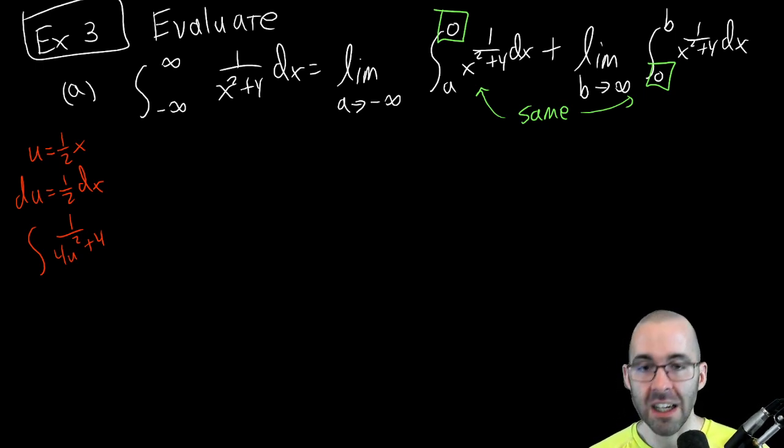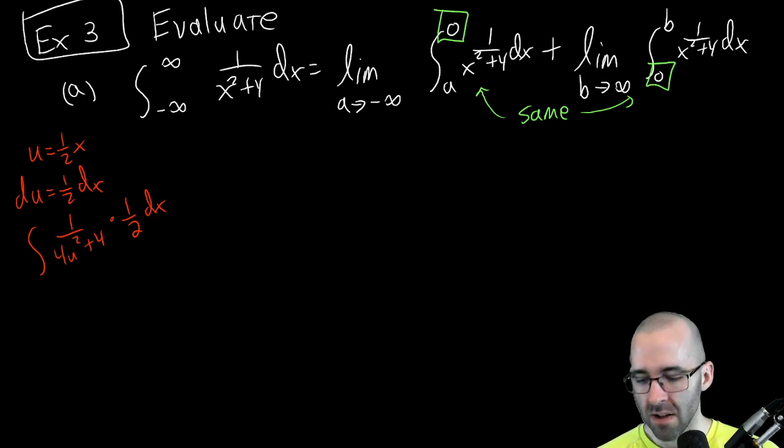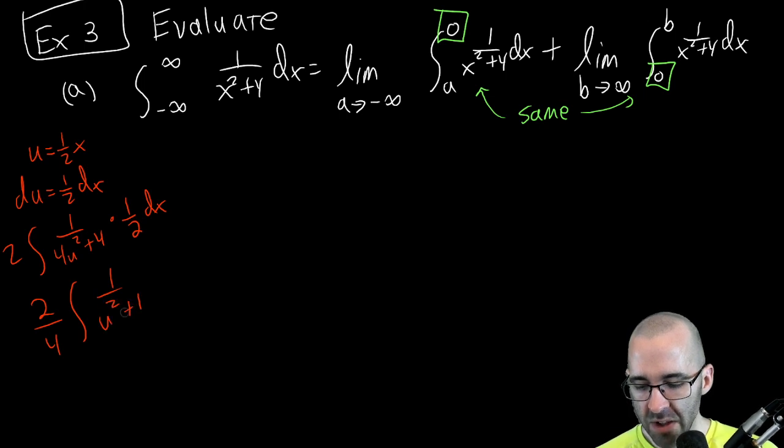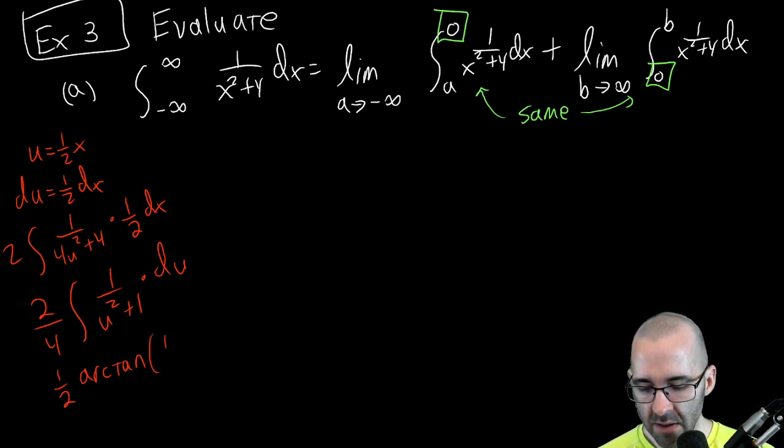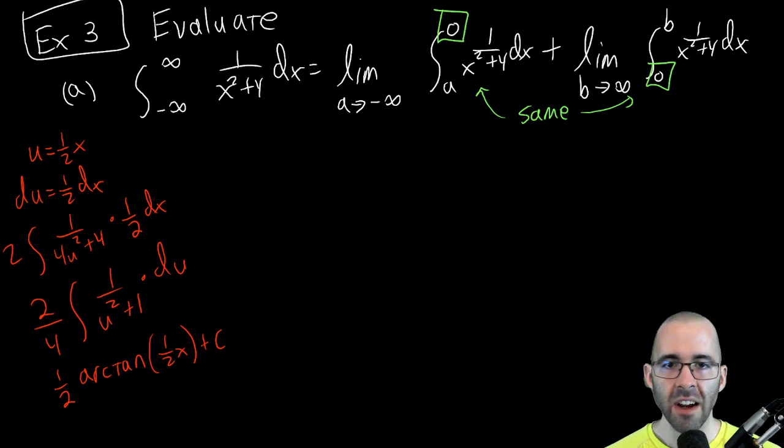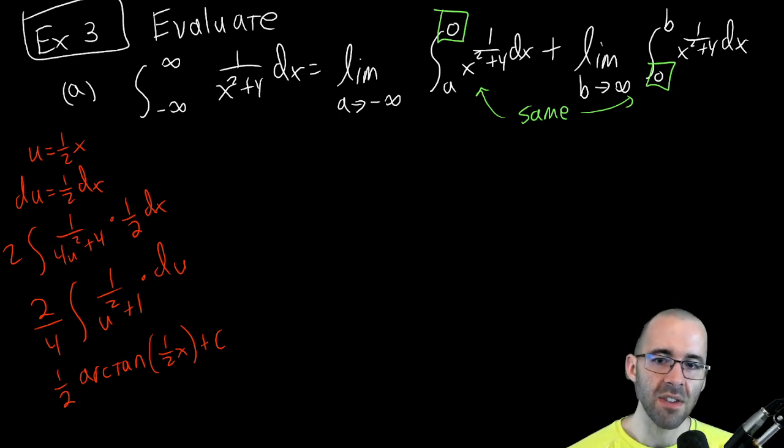And du is 1/2 dx. So we need a 1/2. We have to compensate with the 2 out here. This gives us 2. We can factor out a 4 out of the denominator. 1 over u squared plus 1. And this becomes a du. That's just 1/2 arctangent of u. And u is 1/2 x. So that's our antiderivative. It can save time to go off to the side.